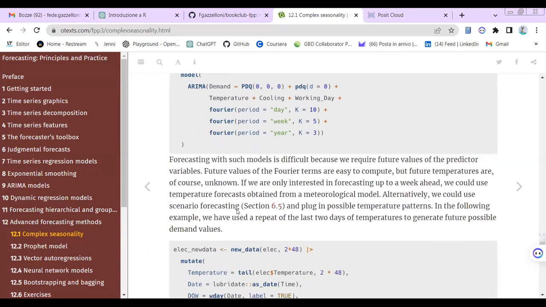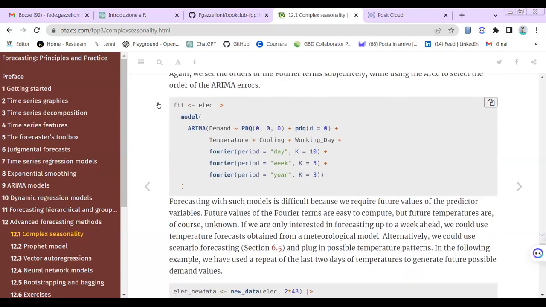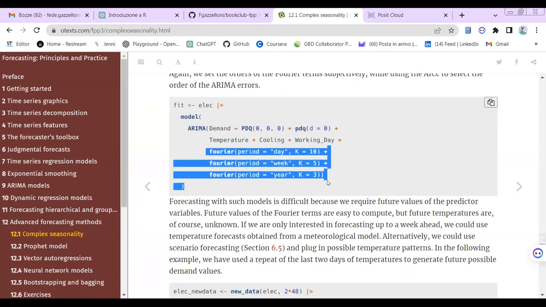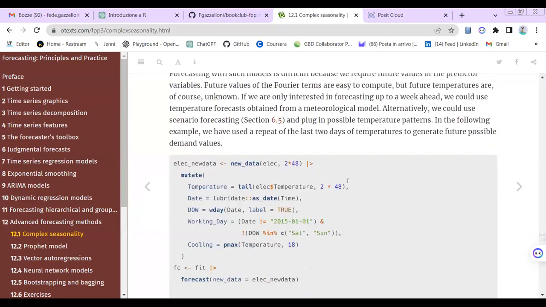Let's go forward and see. On the electricity demand, we can basically apply the ARIMA with the Fourier period specification for day, week, and the year. In this case, we use K equals 10 for the day, 5 for the week, and 3 for the year.